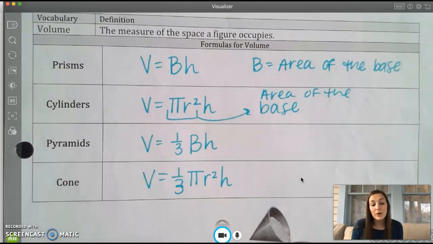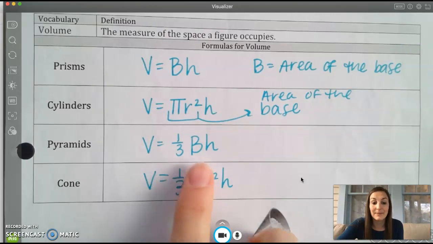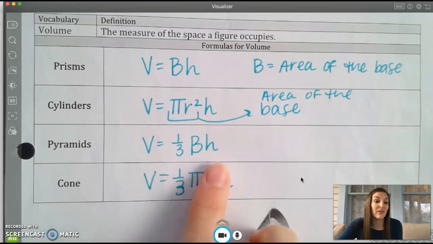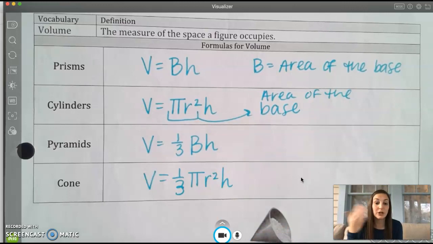In the video you watched before the notes today, you were trying to figure out the relationship between prisms and pyramids that have the same base, and cylinders and cones that have the same base. And we see that pyramids have 1/3 of the volume of a prism with the same base. So you could fill up a pyramid 3 times into a prism with that same base. That's why it's 1/3 base times height. So if we had a prism and we turned it into a pyramid, that's where this formula comes from.